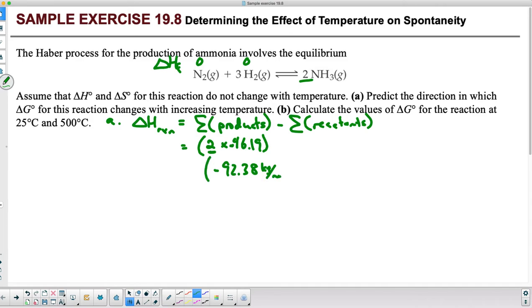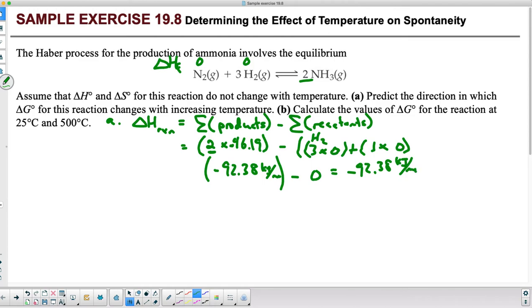Okay, so that's my number for the products, and then for the reactants, the summation is like I'm working with the H2, and the H2 is 3 times 0 because there's a 0, and then I add that to 1 times, because there's only a 1 coefficient there, the N2, which is 0. So of course this whole term here ends up being 0. So when I do this, I get a negative 92.38, and that's kilojoules per mole. Okay, so that's my delta H.